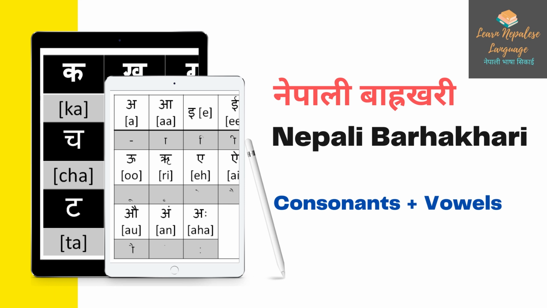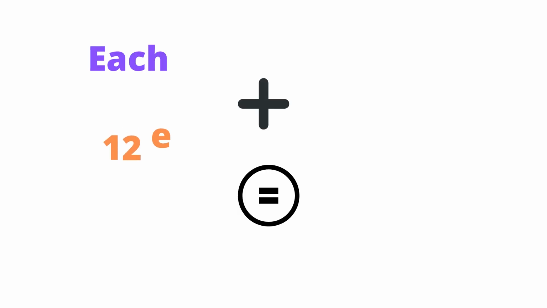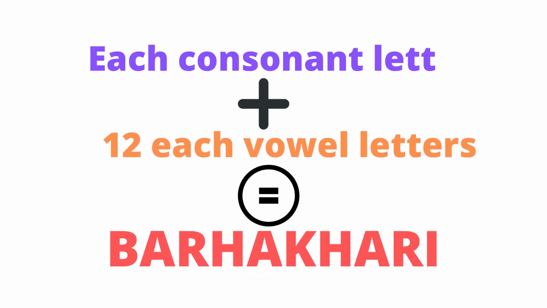Today you will learn Nepali Barhakhari. Nepali Barhakhari means 12 different sounds that are produced when each consonant letter is conjoined with 12 different vowel letters. Okay? In previous videos you have learned 36 consonant letters and also 13 different vowel letters. In Barhakhari only 12 vowels will be used to produce 12 different sounds.